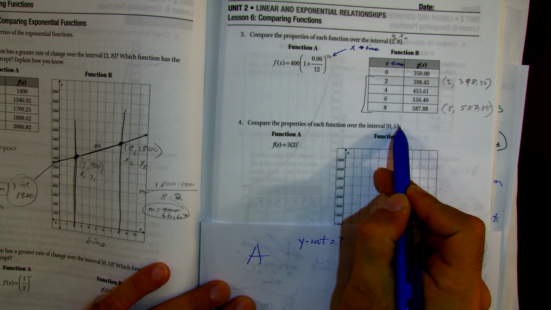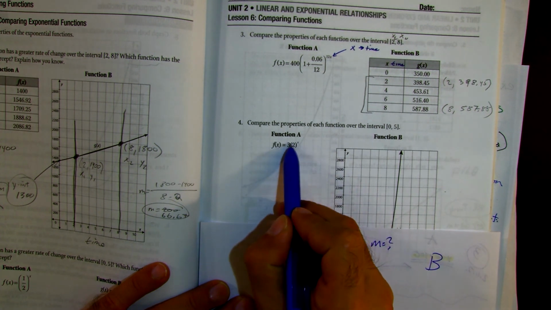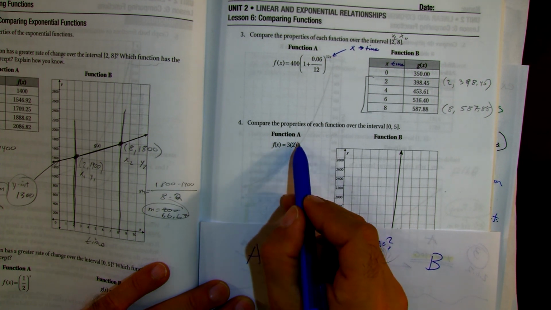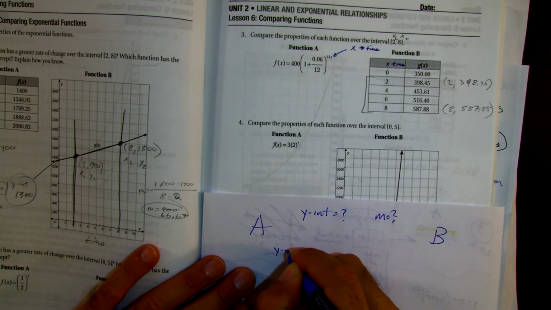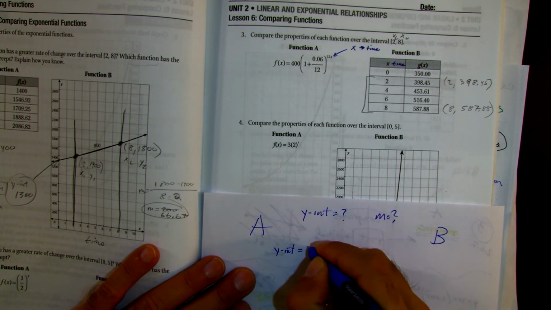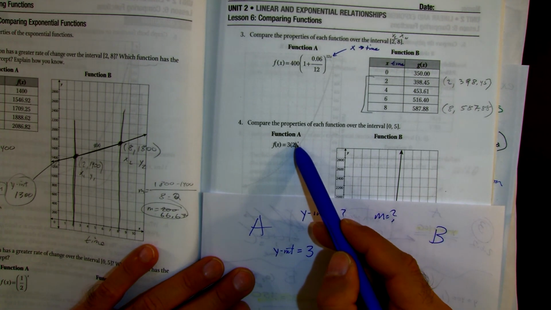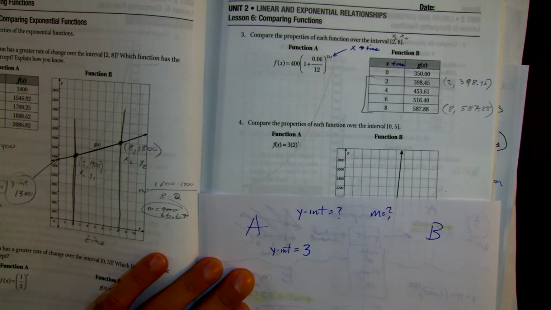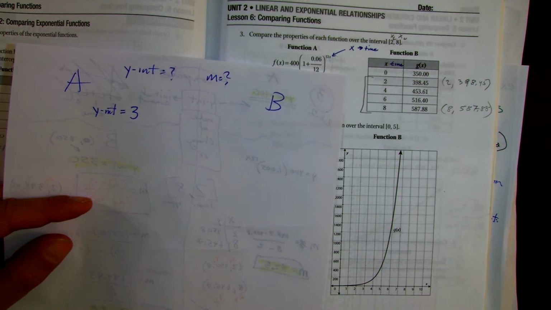Now, here's the thing. We're looking between the intervals of 0 and 5. So the y-intercept is whenever x is equal to 0. So if I plug in 0 here, 2 to the 0 is 1. So when I plug in 0 for x, for function A, my y-intercept is going to be equal to 3. Because you plug in 0 for x, 2 to the 0 is 1. 3 times 1, 3. Okay?